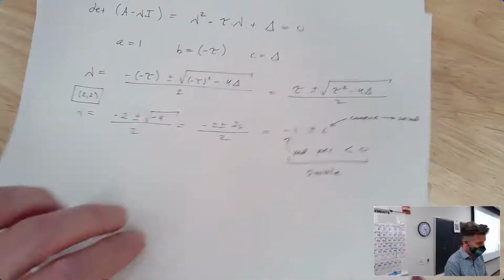And again, I'll say one more time, you should do it the way that you do it best. If you're like, I don't love this trace-determinant stuff James is talking about all day and all night, I can just find the eigenvalues using the quadratic formula every time, or factoring if it factors, then do that.